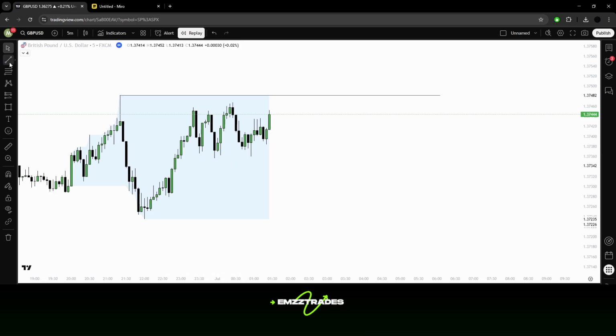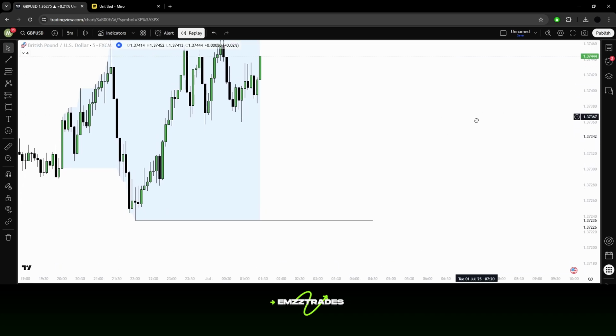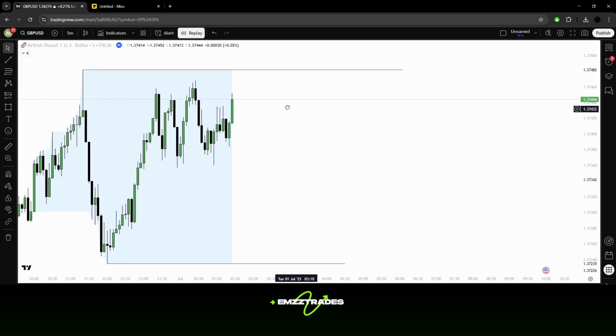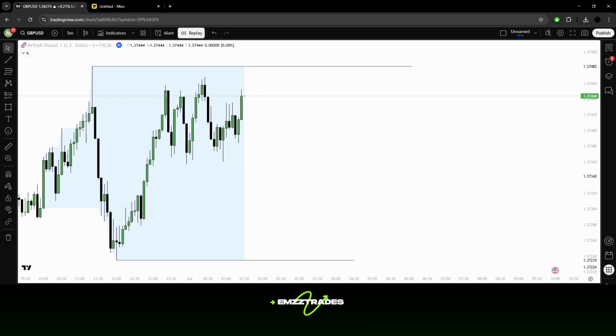After that, we need to mark out the lows. As you can see, that's the highs and the lows completely marked out now. After we've done this, we need to identify which part of price actually gets liquidated first. Is it the highs or is it the lows? So we're going to play price forward now to see which one of these two actually gets swept.